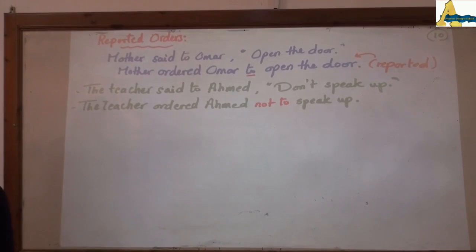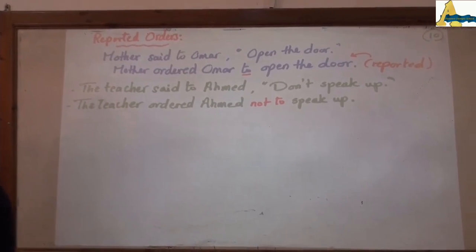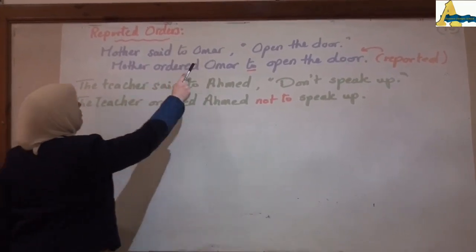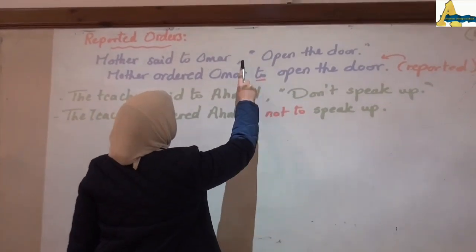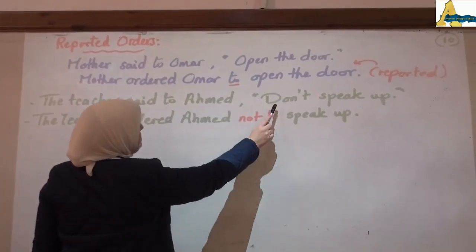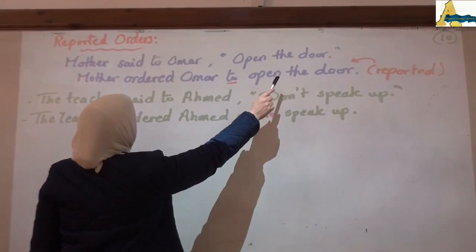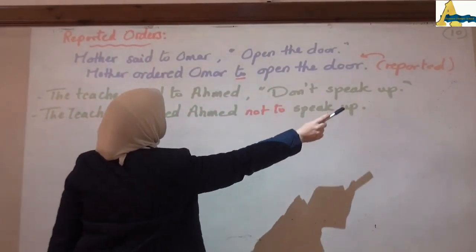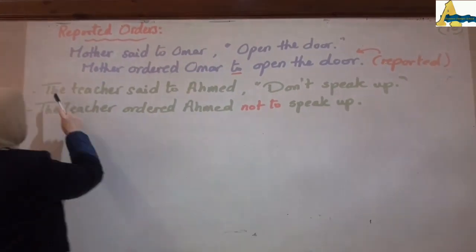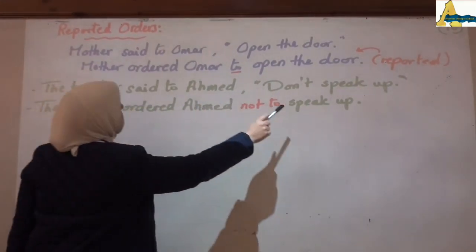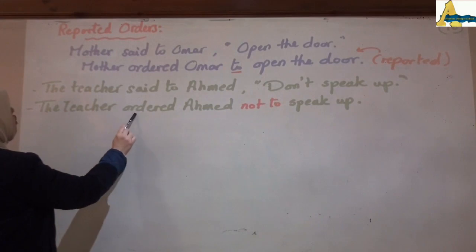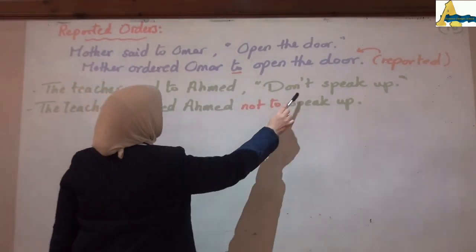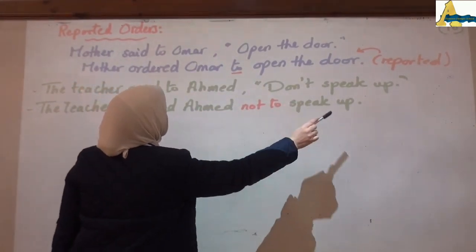Reported orders, as we explained in our classes. Mother said to Omar, open the door. It's a positive order, and this is the reported order: she ordered Omar to open the door. The teacher said to Ahmed, don't speak up. This is a negative order. The teacher ordered Ahmed not to speak up.